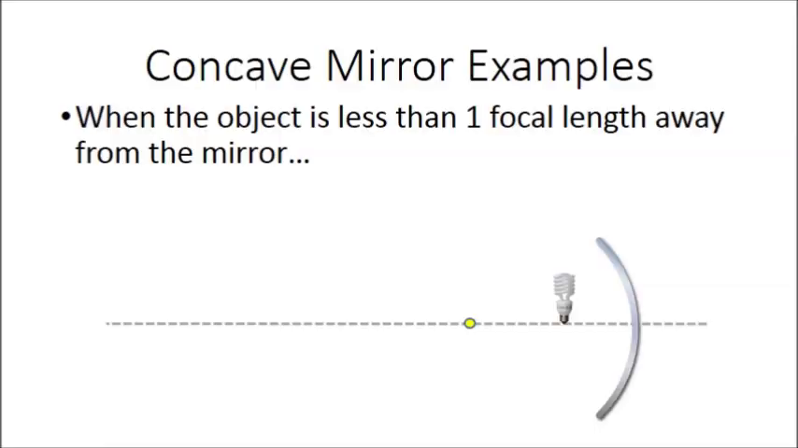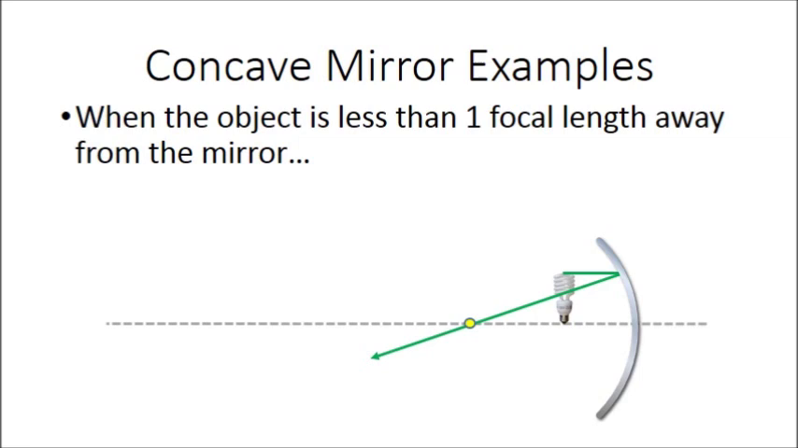All right, now let's take a look at what happens when the object is less than 1 focal length away from the mirror. So here we have our light bulb, and you can see it's less than 1 focal length, right? It's in between the focal point and the vertex of the mirror. What we need to do first is what we usually do. We'll just draw a line across to the mirror and then through the focal point.